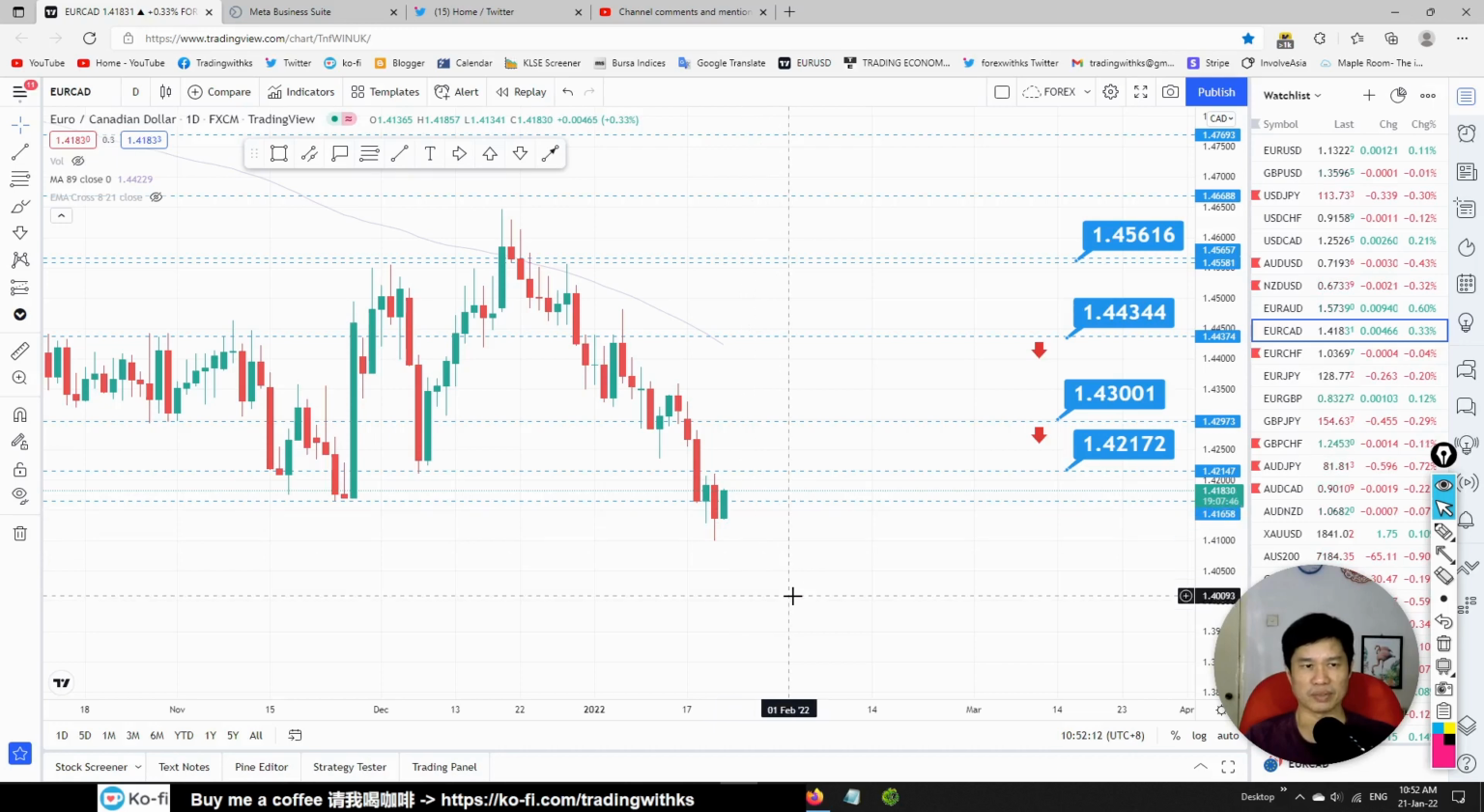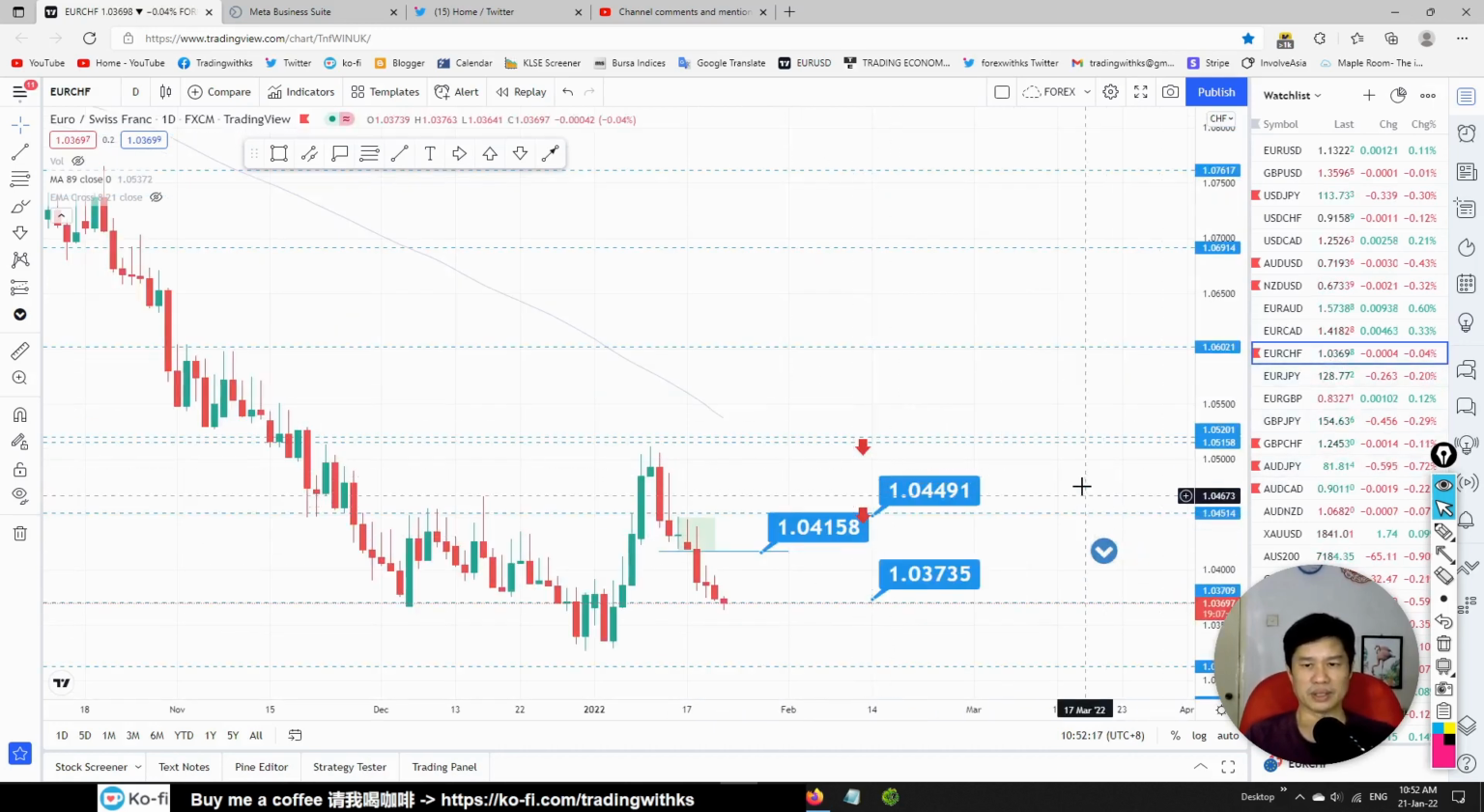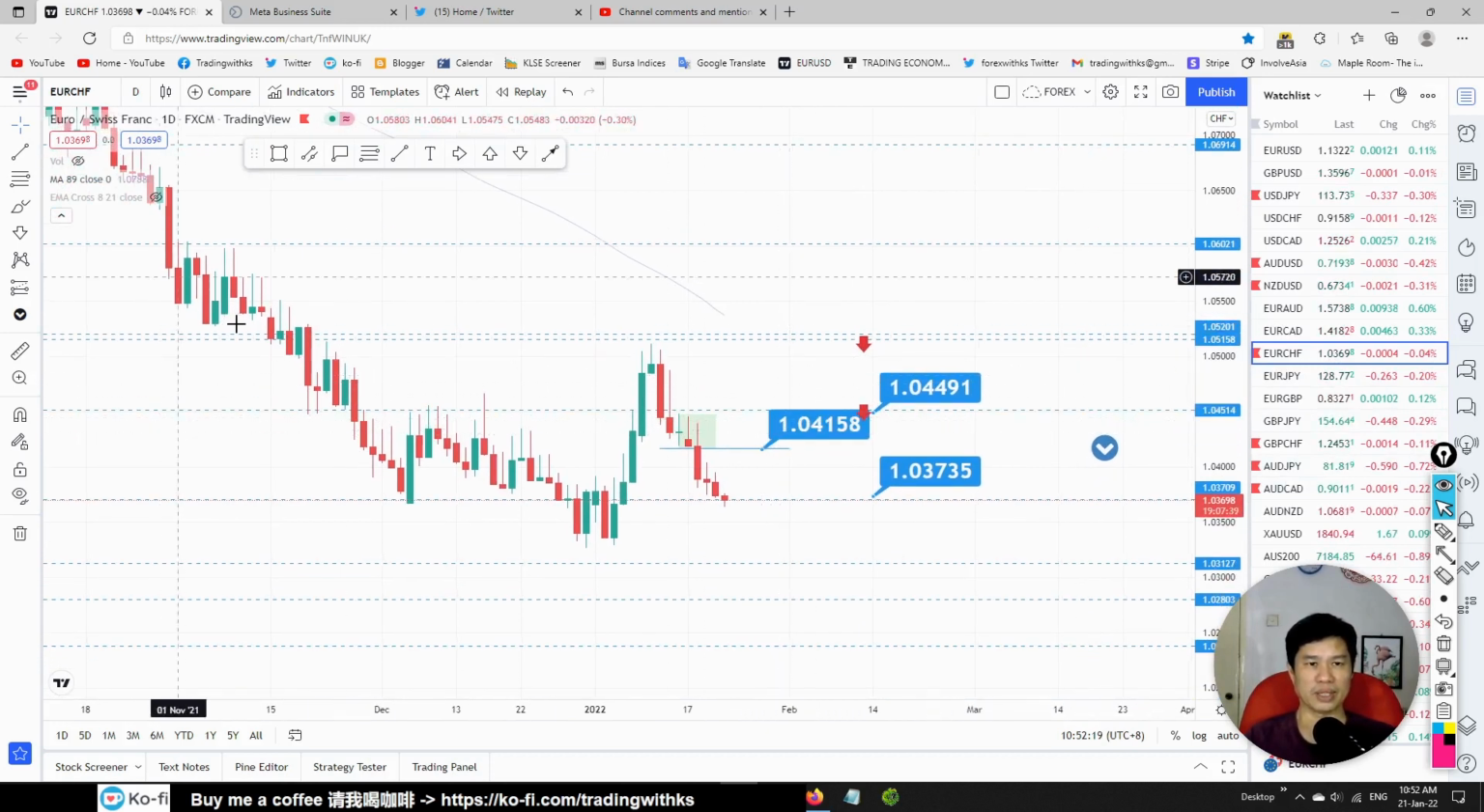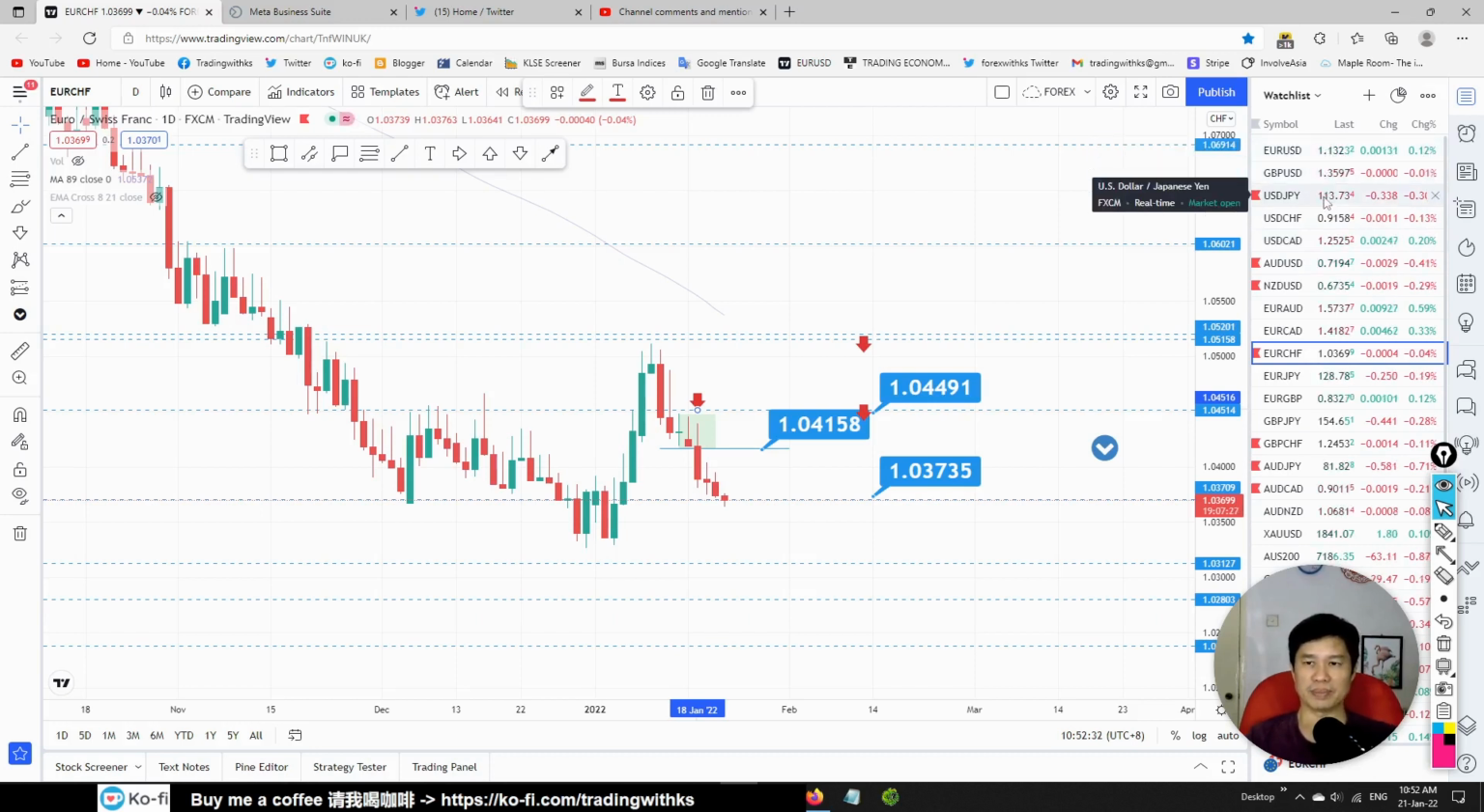It will be very difficult for the price to continue. So this one I will ignore first. I'm not keen. Euro CHF, we talk about another trade over here, right? So you should have got another winning trade over here. So we got quite a few winning trades this week. We got NZD USD, AUD USD. If you traded the Euro USD also, it's another winning trade. USD JPY, I missed out on the trade.